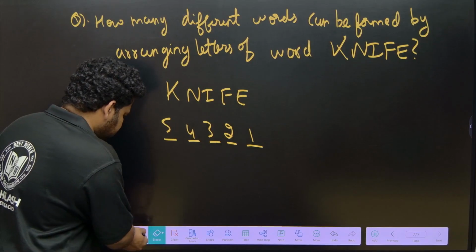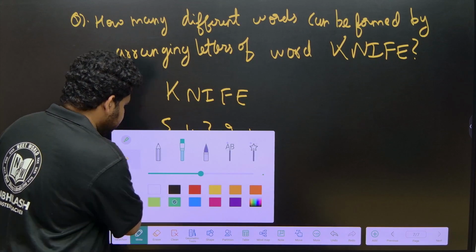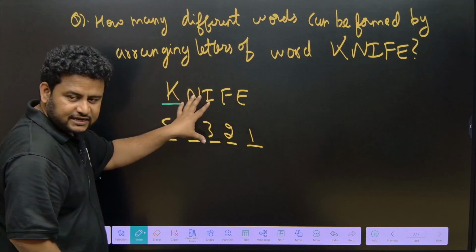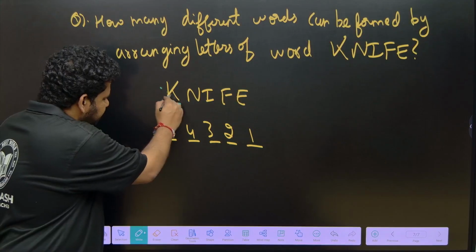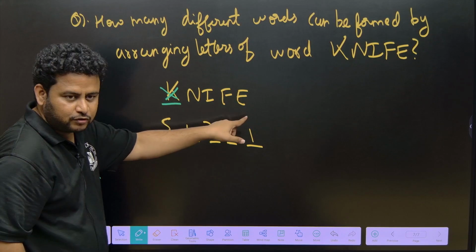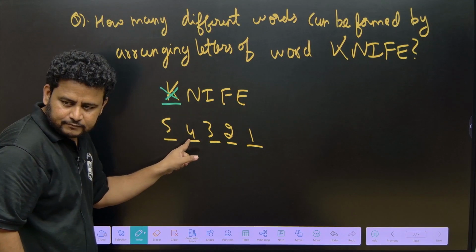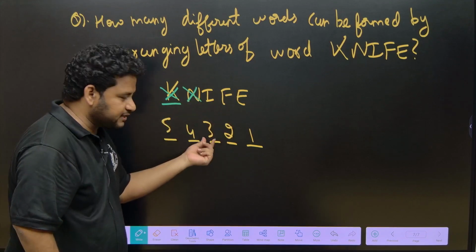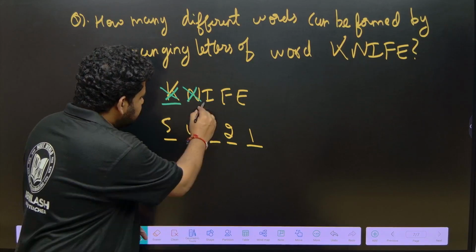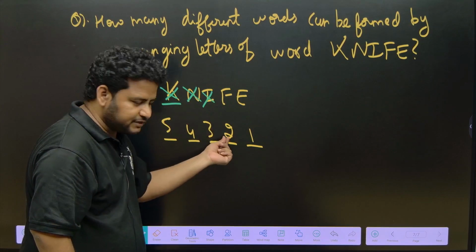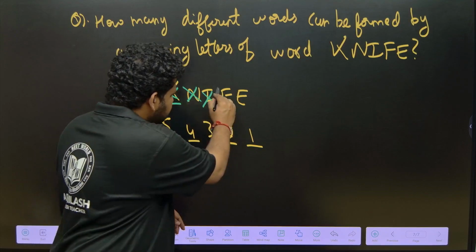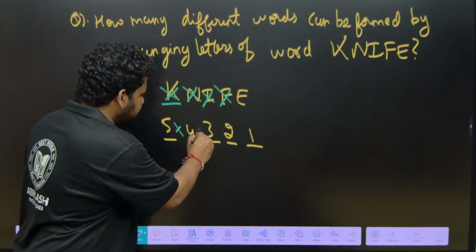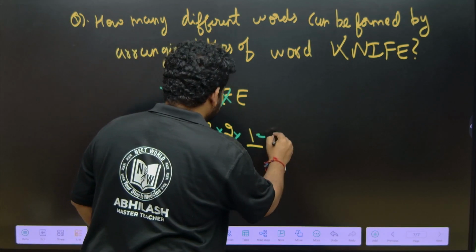See, let me write knife itself again. Out of this knife, I will write K here. Out of these 5, anyone can come. I have written 5. Suppose I have selected K. K is gone. Now how many are left? 4. Out of these 4, anyone can come here, correct? So I will write 4 here. One letter is gone. Out of these 3, anyone can come here, so I will write 3. Now 3 is removed. Out of these 2, anyone can come, so I will write 2. Out of this 1, only that can come here. So this is 5 into 4 into 3 into 2 into 1, which is nothing but equal to 120.